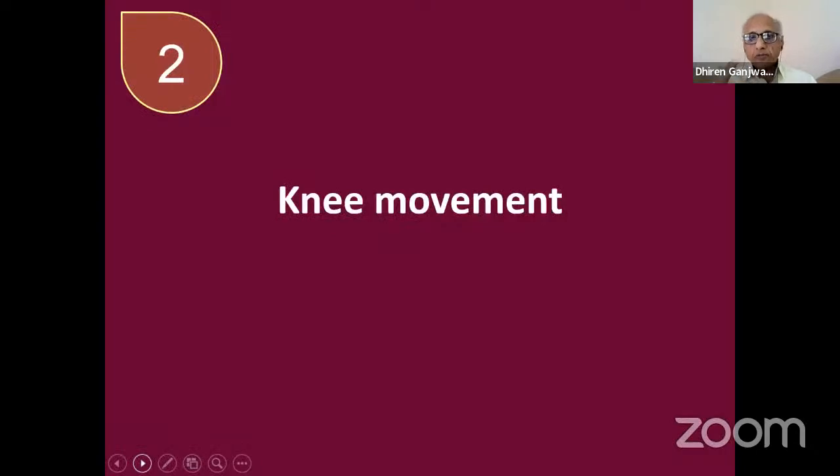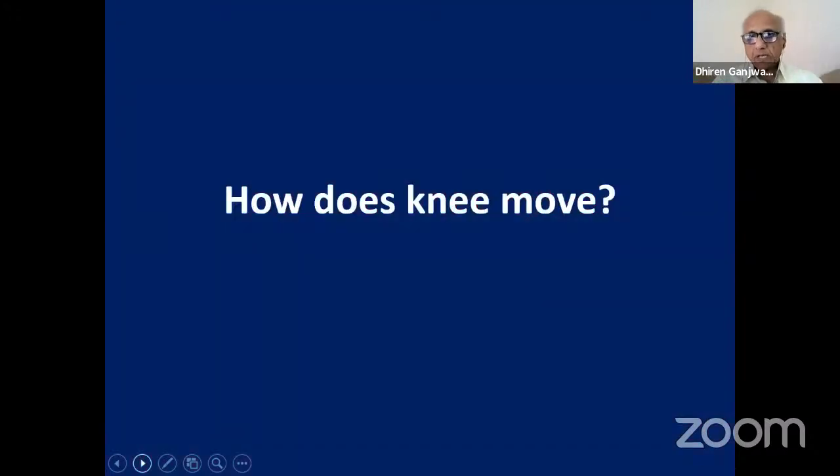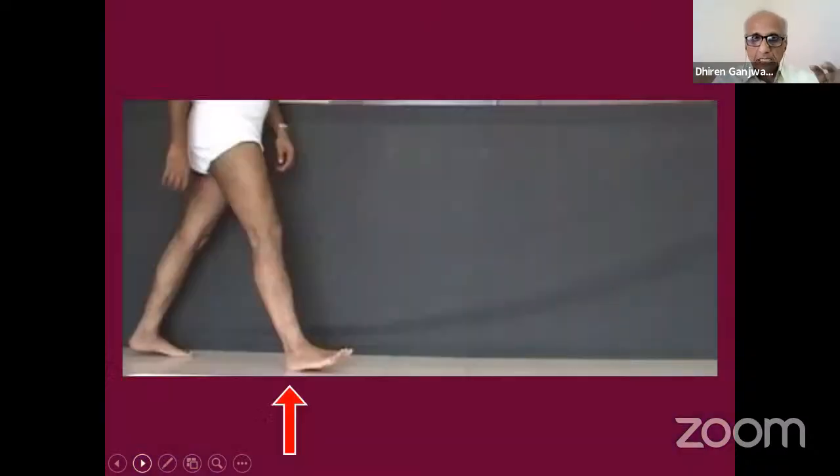Okay, so now we come to the second part of the topic, that is how knee movement is controlled. Again, I just request you to observe how the knee moves. We are looking at the right side of the limb, and I want you to focus on the knee, how it's moving during this gait cycle.